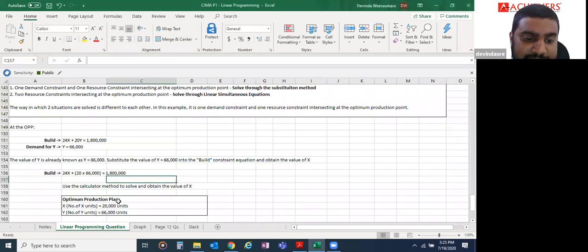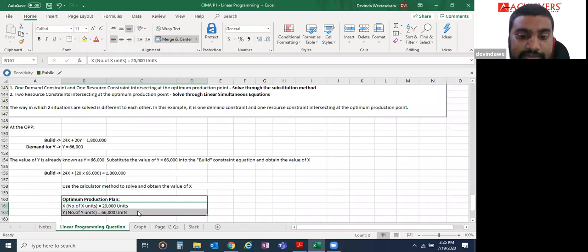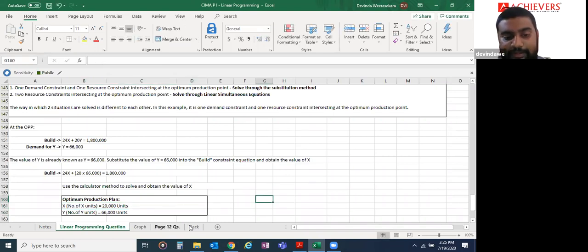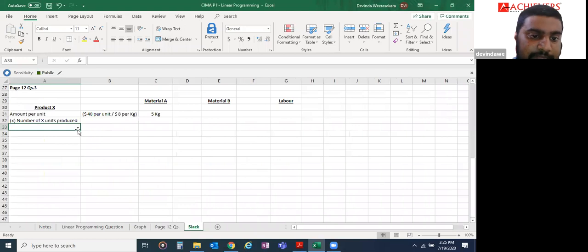So remember guys, when you do the slack, always take from the optimum plan, not from the question. If you take from the question, you will go wrong. You have to always take from the optimum plan. Right. So we'll take quickly all material A, B, and C, labor at the same time.